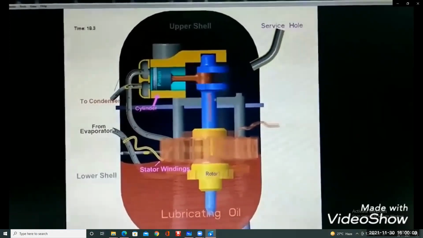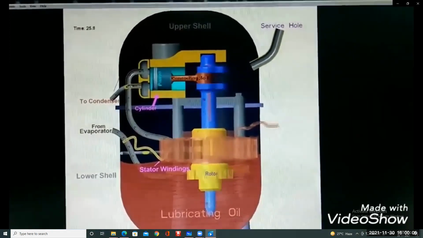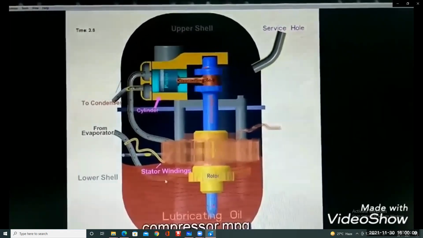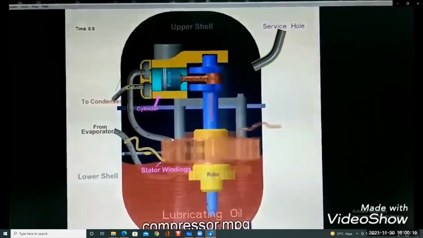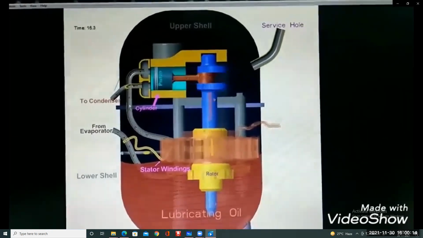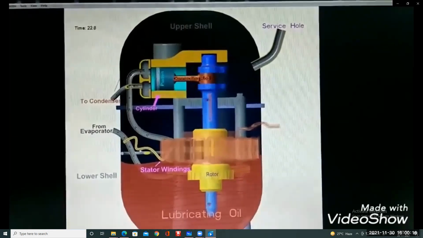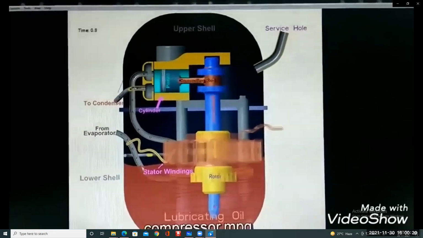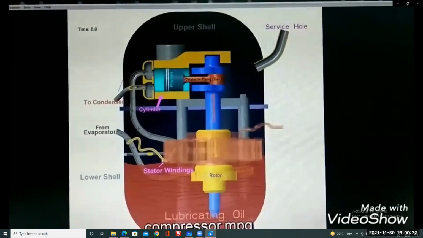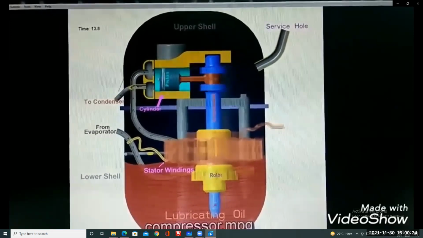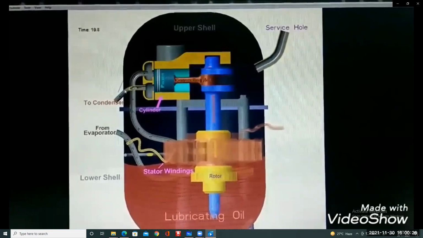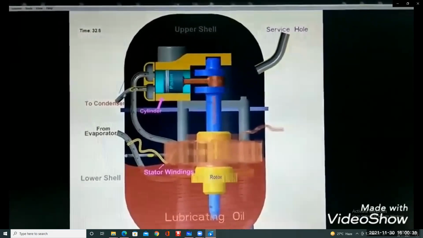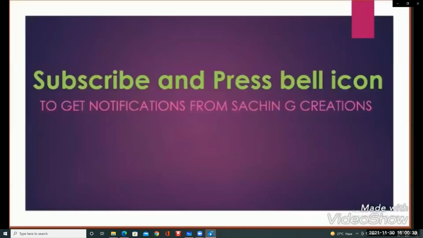This is the suction line which comes from the evaporator. It is routed around the electrical winding and then connected to the suction port. As the suction line has low pressure and low temperature, it helps in cooling the winding. This is the discharge connection which goes to the condenser, and from there it goes to the refrigerator.